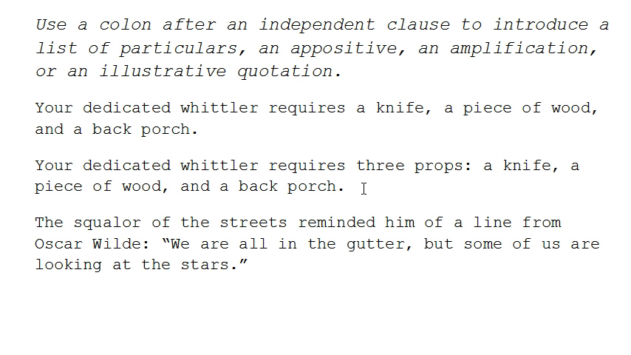To really use the colon properly, we can introduce a general idea by saying, your dedicated whittler requires 3 props. Then the question is, what are those 3 props? The colon suggests that there will now be an explanation of what those 3 props are in much more detail. Well, it turns out the 3 props required by the whittler are a knife, a piece of wood, and a back porch, presumably to sit on.